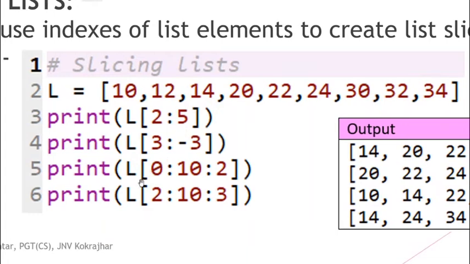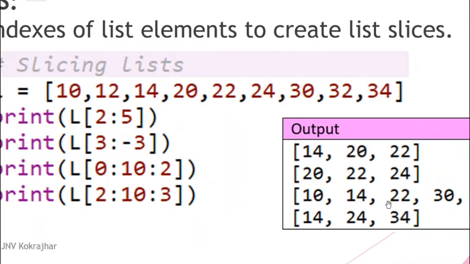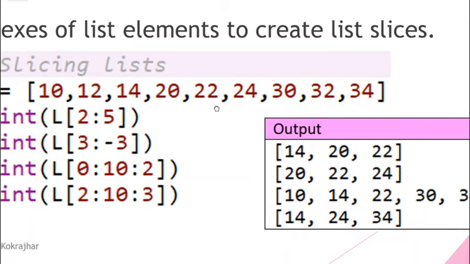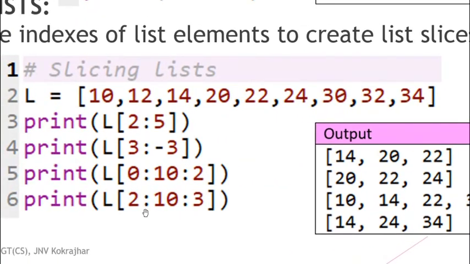Now we have again put some steps here. 2 is the last digit, given as a step. So from 0 to 10 it will take step 2, meaning starting from the 0 position it will take alternate values. So the output is like this: 10, 14, 22, and then 30, and then 34 also. All alternate elements we have taken.